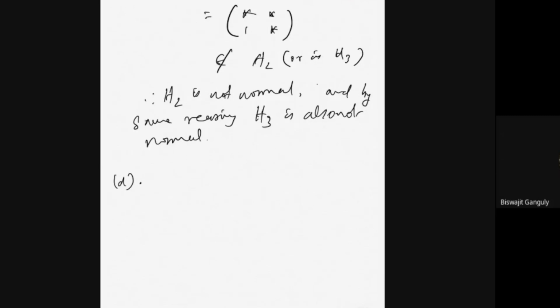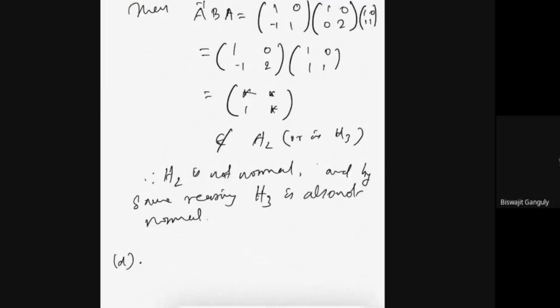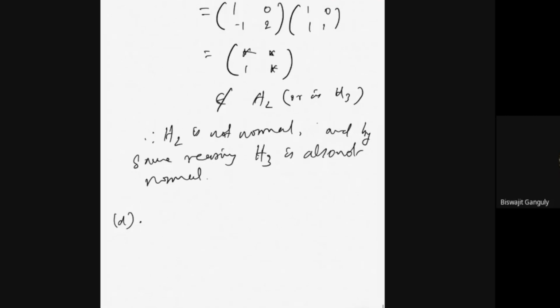What about D? Somebody? What is H4? H4 is actually 2 by 2, not diagonal, sorry. Option D is true. Yes, 2 by 2.